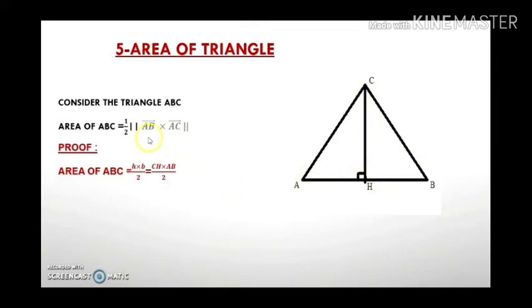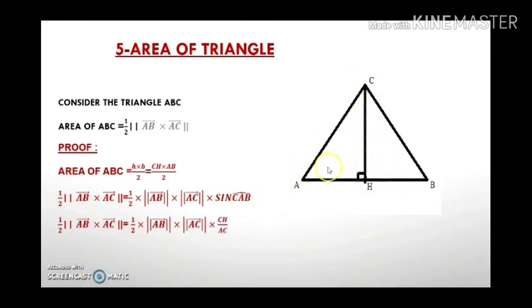Let's find the quantity half of the norm of AB cross AC. Use the geometric definition of the cross product. It's equal to half times the norm of AB times the norm of AC times the sine of the angle between the two vectors AB and AC. It's the angle CAB, and we know that the sine of the angle CAB is equal to the opposite side over the hypotenuse. Then it's equal to CH over AC. We can simplify AC and AC. We finally get that half of the norm of AB cross AC is equal to CH times AB over 2.